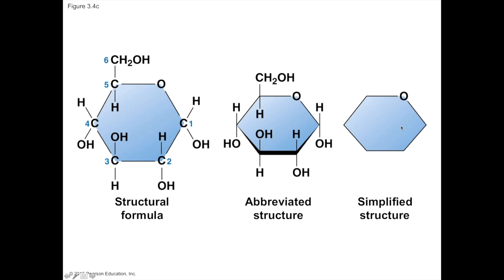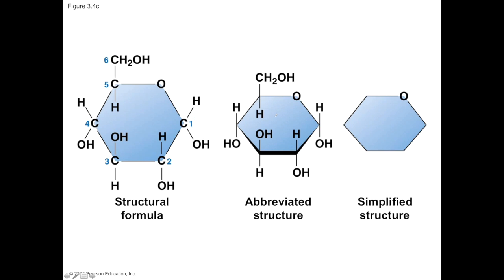And then this is a simplified structure. Now here, one thing I want to point out is the way this is numbered. There's 1, 2, 3, 4, 5, 6. You always label clockwise, all right? So this is the first carbon, the second carbon, third carbon. This is important because we'll look at this later.